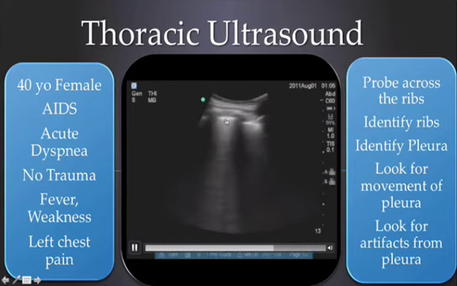The pleura itself is very difficult to see because we're very deep. Our image is not shallow. We have not decreased our depth. But there is sliding of the pleura. So this is not a pneumothorax, because we can see the two pleura sliding one against each other. And then we look for artifacts coming from the pleura. If you look here, there is something that we see deep to the pleura. What is it?